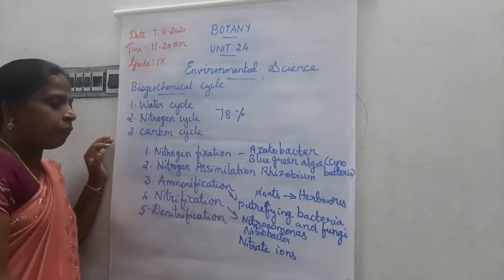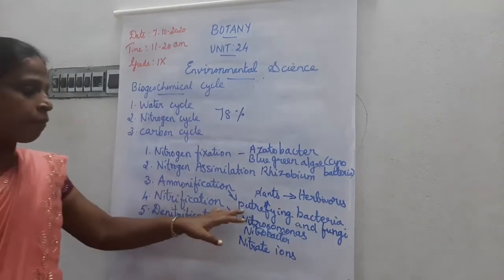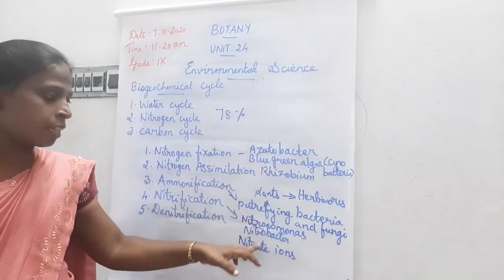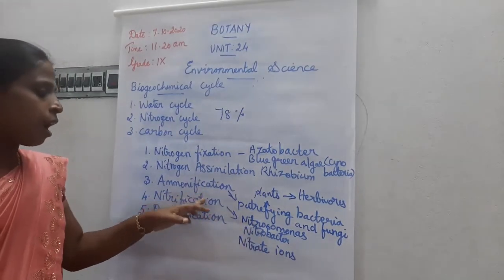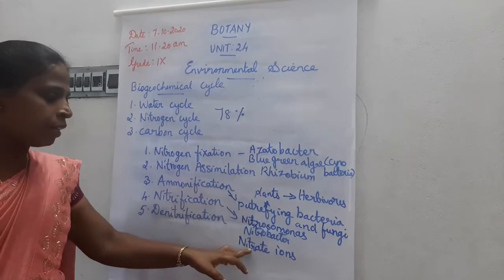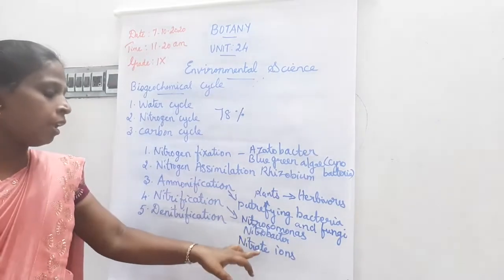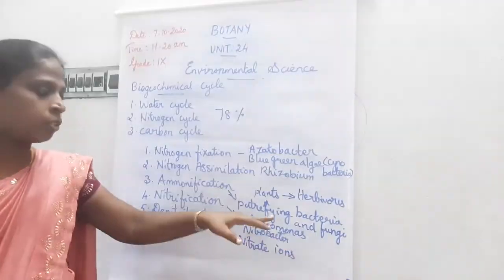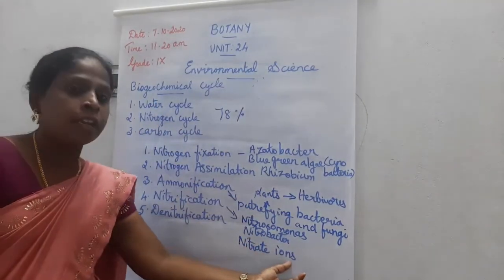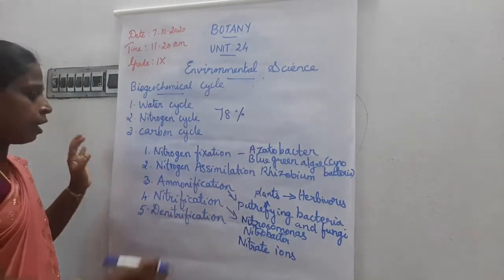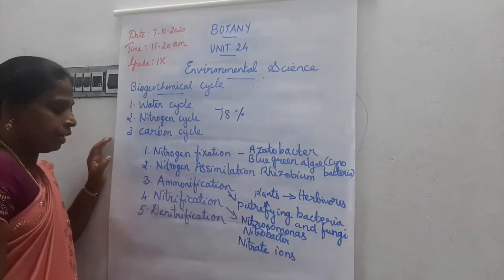So during nitrification, with the help of nitrifying bacteria such as Nitrosomonas and Nitrobacter, the ammonia is converted into soluble nitrate ions. So the ammonia gets oxidized and forms soluble nitrate ion. That process is called nitrification.